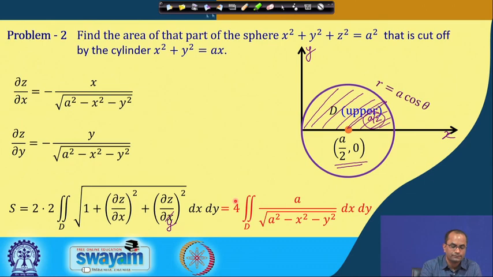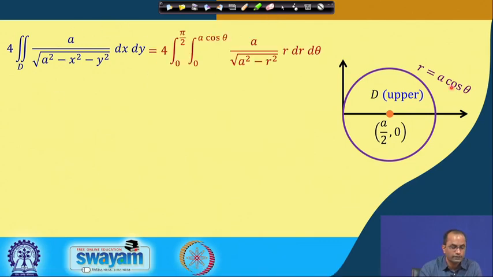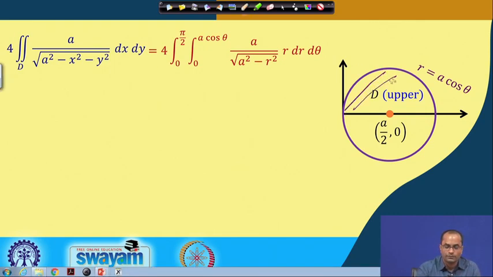So, with the help of the polar coordinate, we can now prescribe the limits for this upper half of the circle here. So, theta goes from 0 to pi by 2. So, this is theta equal to 0 and theta equal to pi by 2, and then r goes from 0 to the circle.